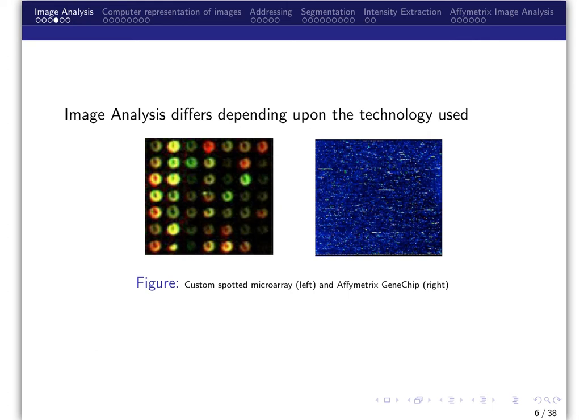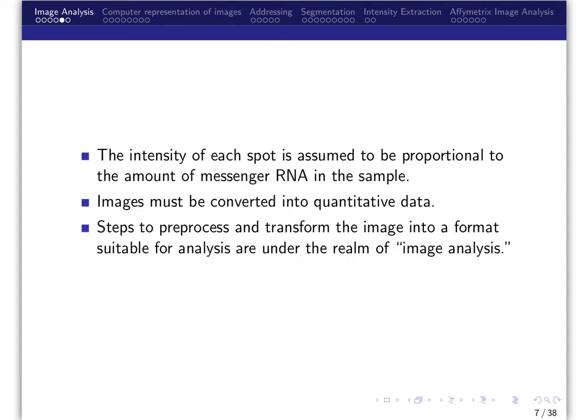This results in 2 images, one for the sample labeled red and another for the sample labeled green. Thus, the left-hand figure is a synthetic image obtained by overlapping the 2 resulting images. Alternatively, the Affymetrix gene chip is a grayscale image as only 1 sample is hybridized. The intensity of each spot is assumed to be proportional to the amount of messenger RNA in the sample.